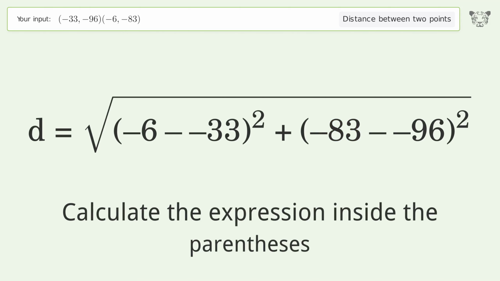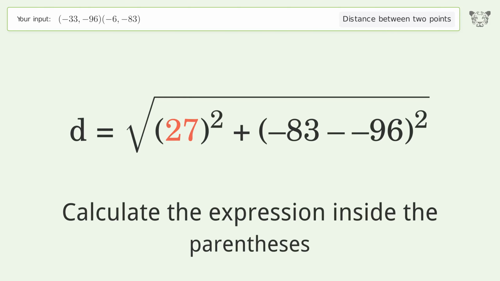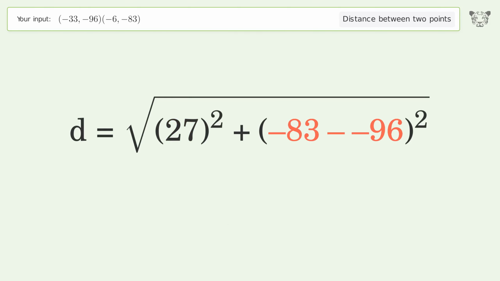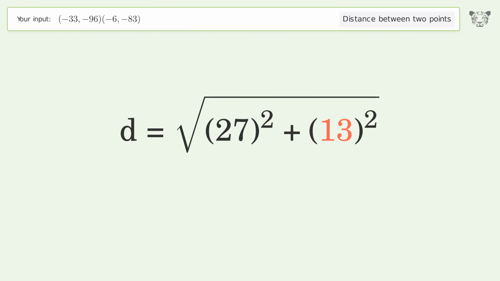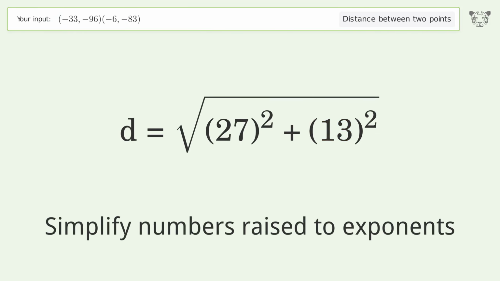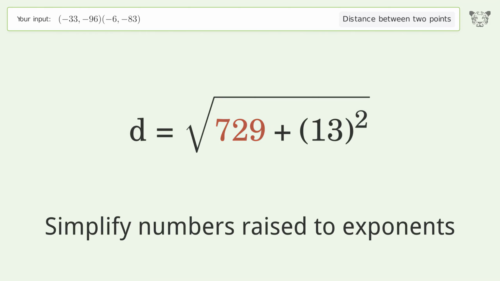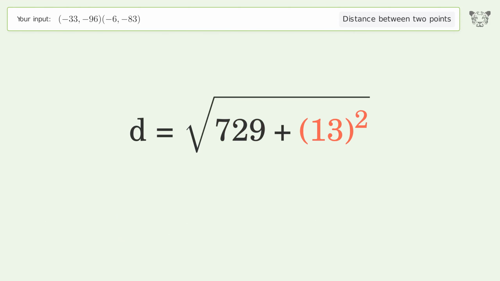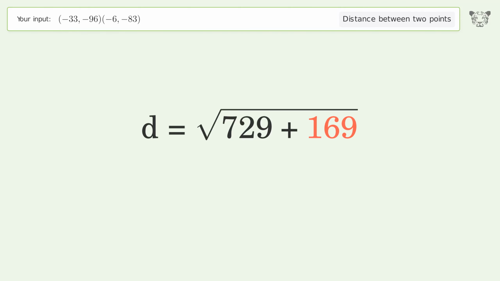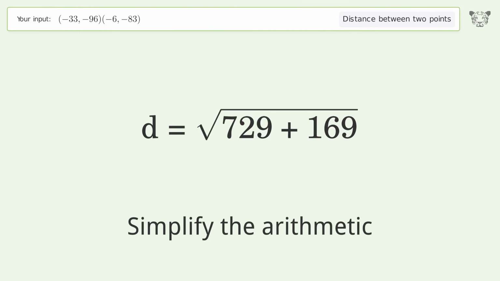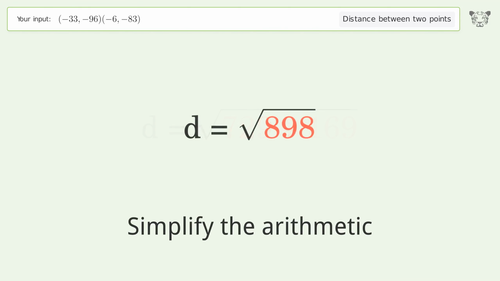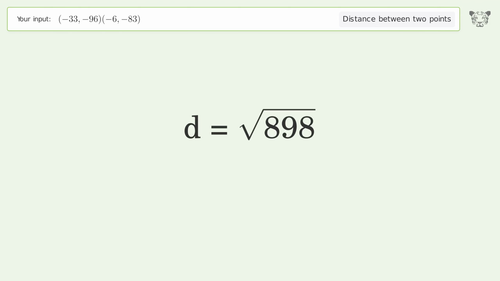Calculate the expression inside the parentheses. Simplify numbers raised to exponents. Simplify the arithmetic. And so the distance between the 2 points is the square root of 898, or 29.967.